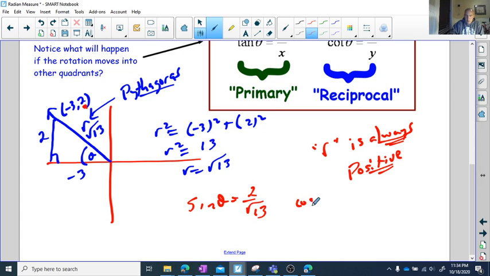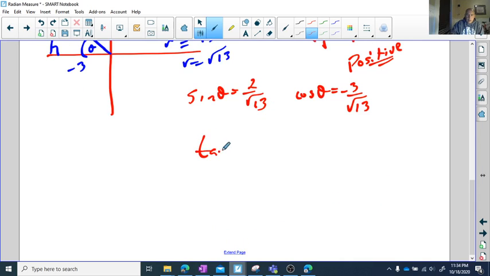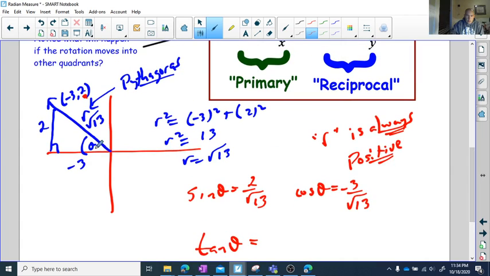The cosine of theta would be negative 3 over the square root of 13. And the tangent of theta, which would be the y divided by the x, right? So the y over the x would be 2 over negative 3.